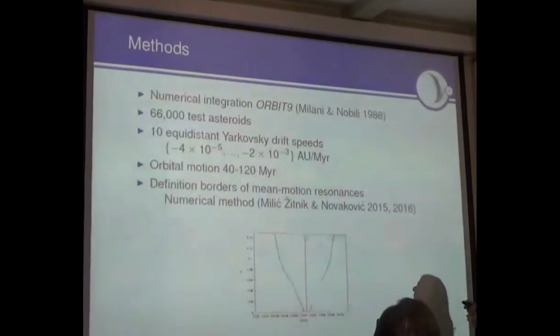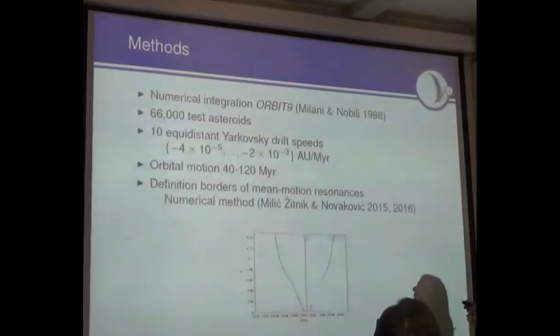We used some numerical and statistical methods. I will speak about the numerical methods. First of all, we used numerical integration in order to simulate and investigate the transition of asteroids across mean motion resonances. We applied this numerical integration in the public domain OrbFit software. We used exactly 66,000 test asteroids, and of course in each simulation we included Yarkovsky drift speeds.